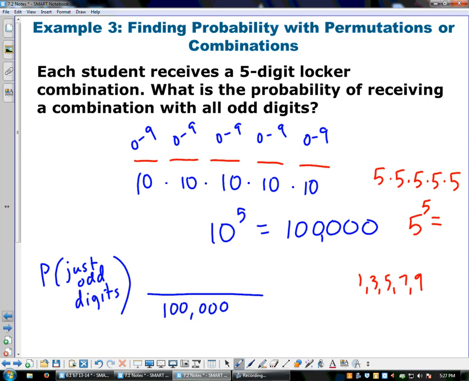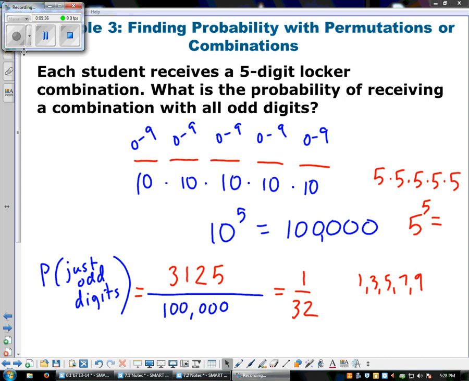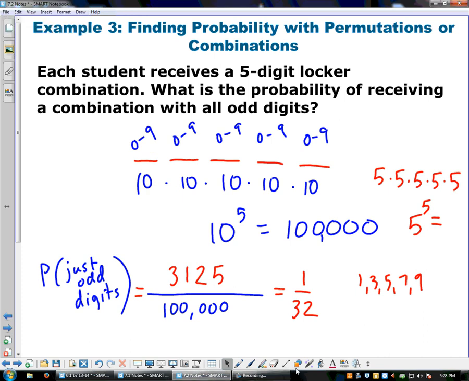If we want to know what 5 to the fifth is, that's going to be 3,125. So what's that probability going to be? It's going to be 3,125 divided by 100,000, which we can reduce. I think it's going to be 1 over 32. Let's just verify that for a second. Okay, which reduces to 1 over 32. So that's our probability for just getting the odd digits in our locker combination.